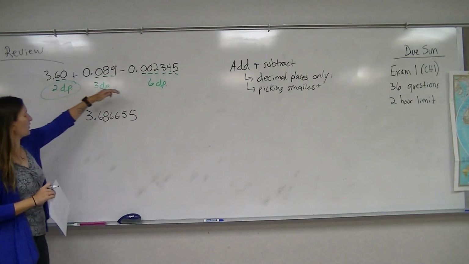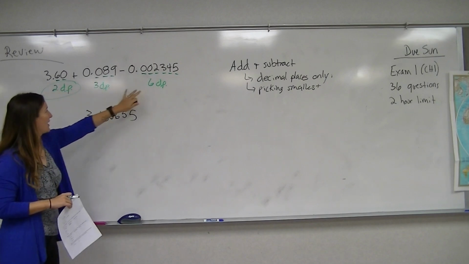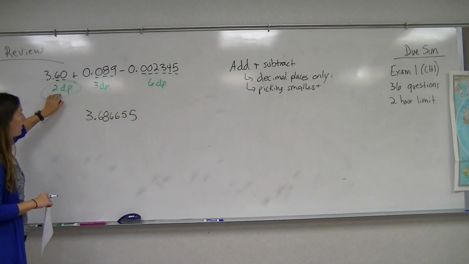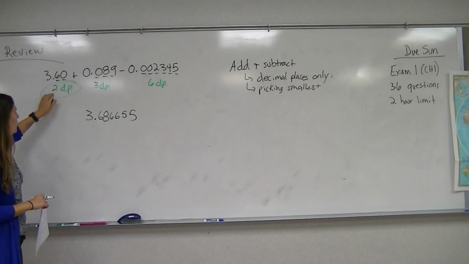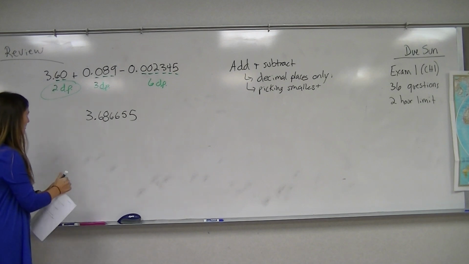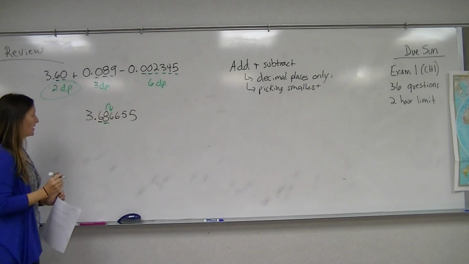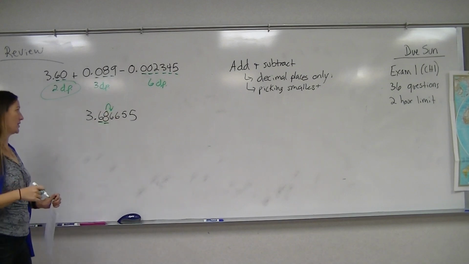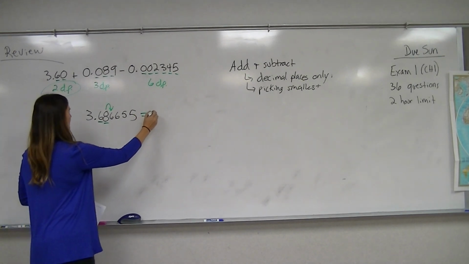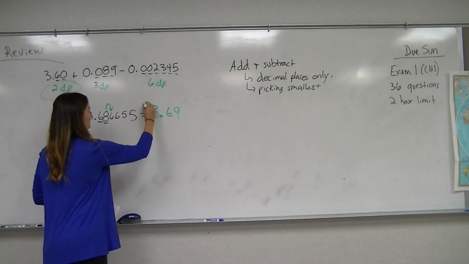So when I did this calculation, this is what my calculator spit out, but I need to look at my counting and figure out how many digits I want to represent. We just said 2 decimal places, so start at the decimal point, count 2 spaces, always look at the number next to it. Is that going to stay at 8 or round up? In this case, it's going to round up, so we get 3.69.